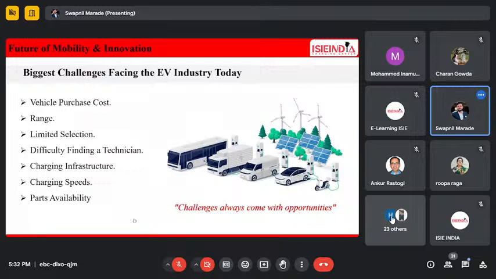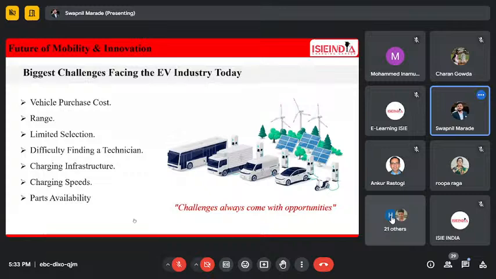Thereafter the range: we don't get the range as per expectation, right? Thereafter limited selection, having some limited vehicles in the market, right? So that's the reason for limited selection of electric vehicles. Difficulties finding technicians: because awareness is not that much, we have difficulty finding a technician for electric vehicles. Thereafter the charging infrastructure is not good as compared to traditional vehicles like petrol pumps. Charging infra is very low. Thereafter the charging speed is not as high.